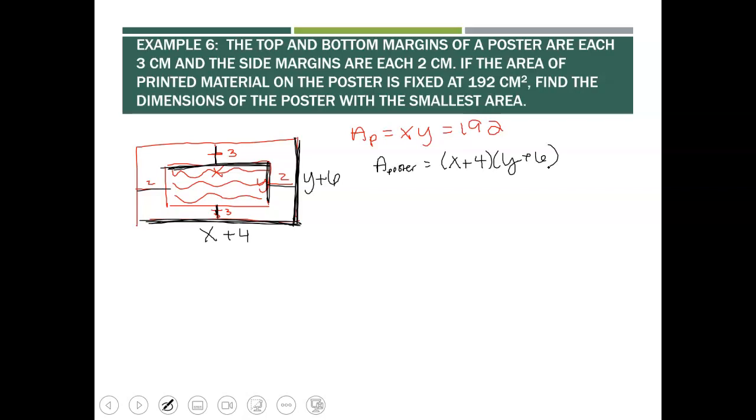And this is again the case where we're going to use substitution. We're going to substitute out one variable and bring in another. So we know that the area of the printed region is xy equals 192. So we can solve for either x or y and then replace them in the other equation.